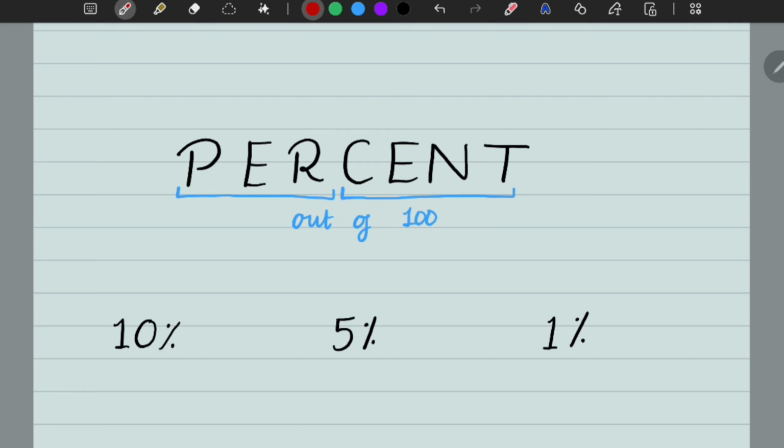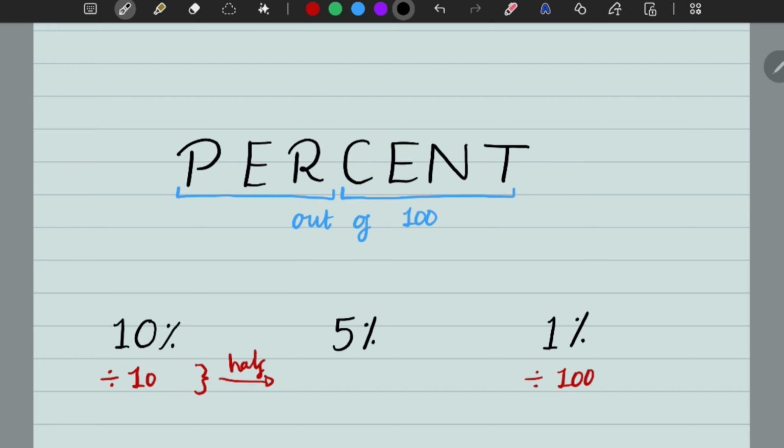So finding 1% is easy because we divide it by 100. Finding 10% is easy because we divide it by 10. And finding 5%, well, 5 is half of 10. So we just half the 10%.